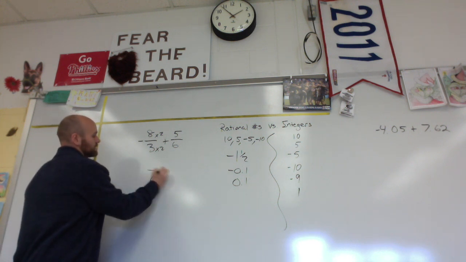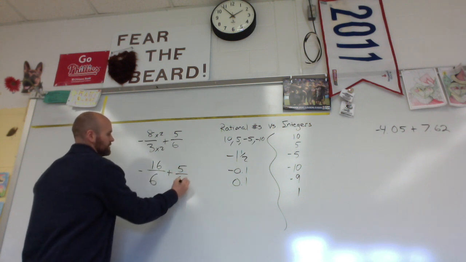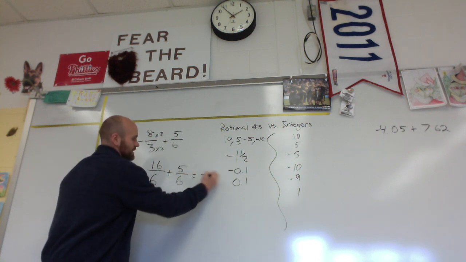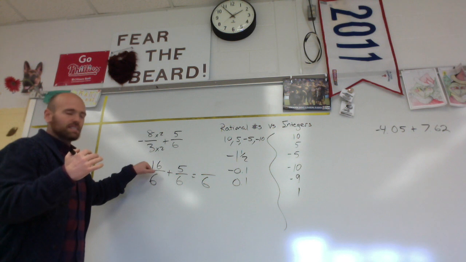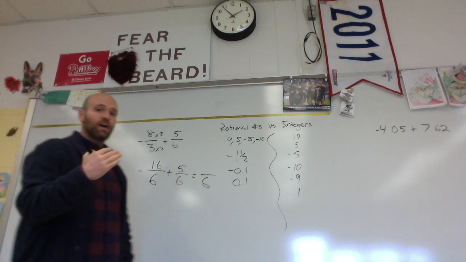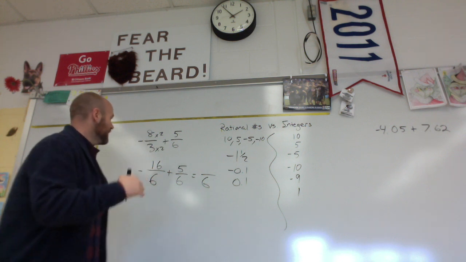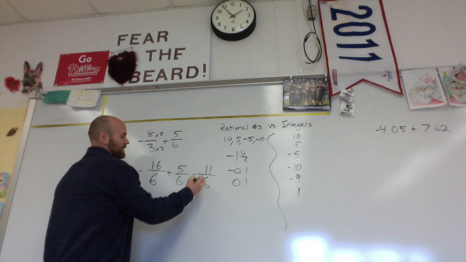That gives me -16 over 6. That's negative plus 5/6. All right. The denominator stays the same. That's going to be 6. And now I need to think, all right, I'm at -16, and then I add 5. So I'm going to go in the positive direction. I'm going to go up, and that would leave me with 11, and that would be negative.